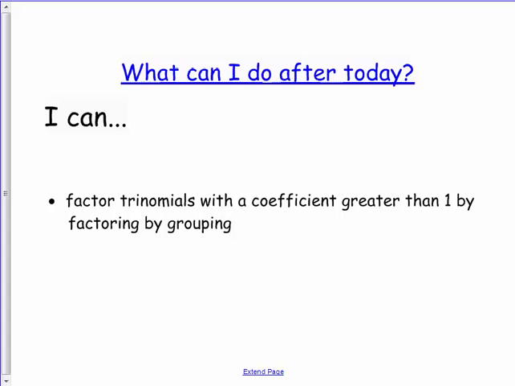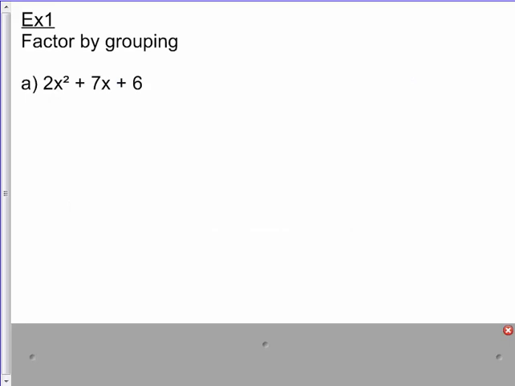This is Senior Algebra, section 6.3. Today we are factoring trinomials that have a leading coefficient greater than 1. We're going to do this with factoring by grouping here.